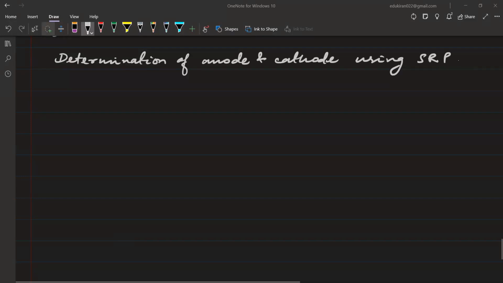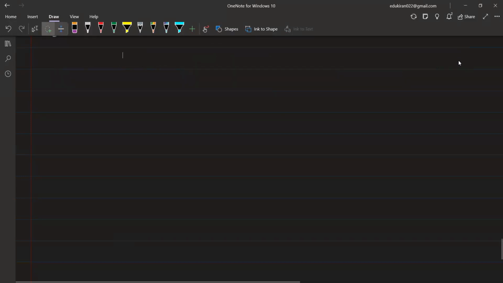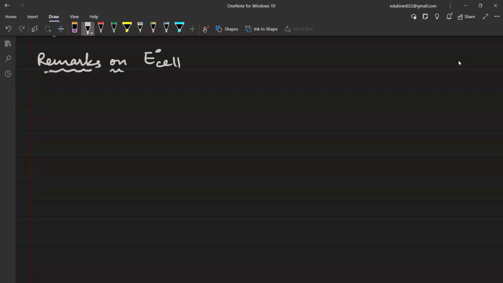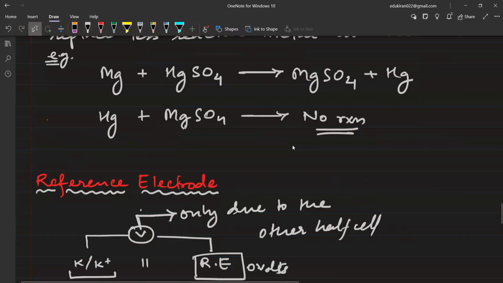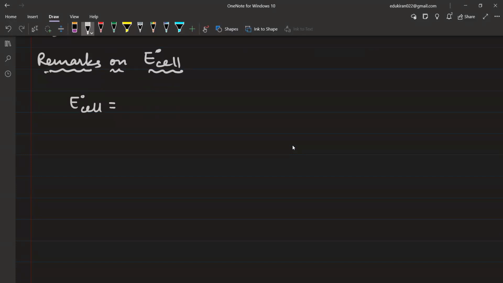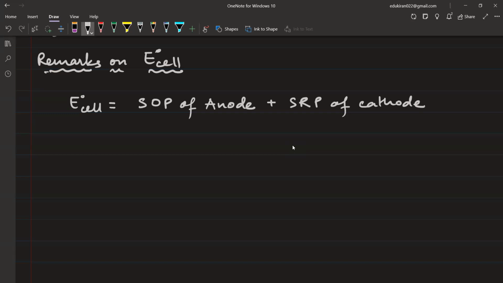Then the next thing is, there was one thing that I had to do. Where will the reference electrode be used? Please write remarks on E naught cell. Take a look at this. There are a few formulas, and whichever you like, you can remember. Now, if I look at the cases above, we wrote that E naught cell is equal to the standard oxidation potential of anode plus the standard reduction potential of cathode. Whatever the sign is, positive if positive, negative if SRP is negative. This is something that we have always used: SOP of anode plus SRP of cathode is equal to E naught cell.